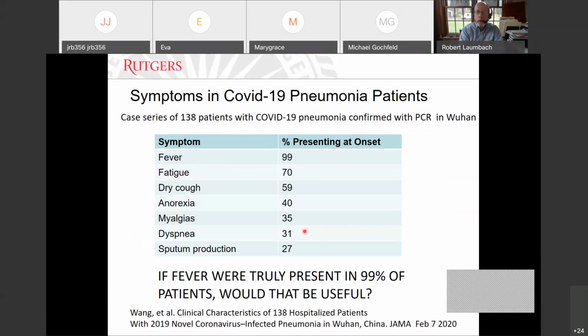So one thing we heard early on with COVID-19 was that if someone has a fever, that's important. If you don't have a fever, then you're unlikely to have COVID-19. This goes back a ways, but this was actually published in JAMA on February 7th. Early on, a report showed that among 138 patients in the hospital in Wuhan, 99% of them had a fever. That's useful in the sense that when a very sensitive test is negative, you can essentially rule out the disease, as a rule of thumb.